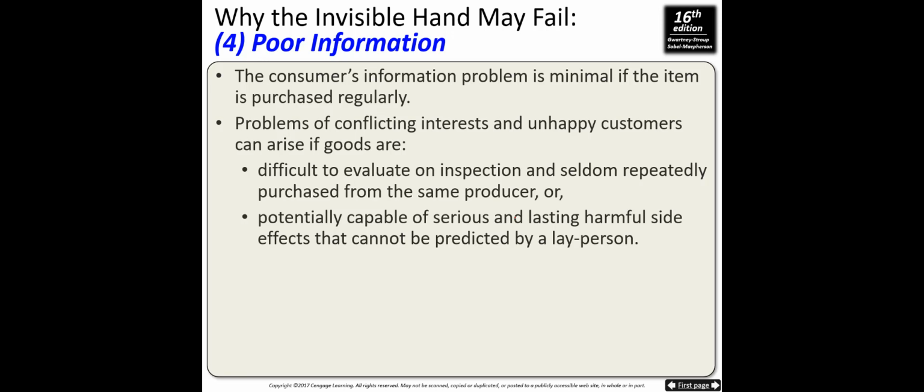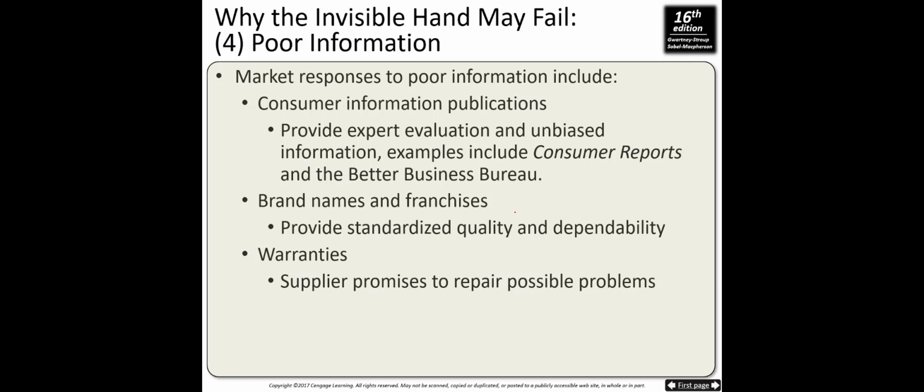So for that reason, we have the Food and Drug Administration, FDA. FDA inspects and then approves, and after FDA approval, people start using the drugs. So the market also responds to poor information. First, consumer information publications provide expert evaluation and unbiased information. Examples include Consumer Reports and the Better Business Bureau. Or if you buy a supplement from the market, there is some kind of certification on it saying that this product is tested in an unbiased lab. So these are the ways that the market responds to poor information.